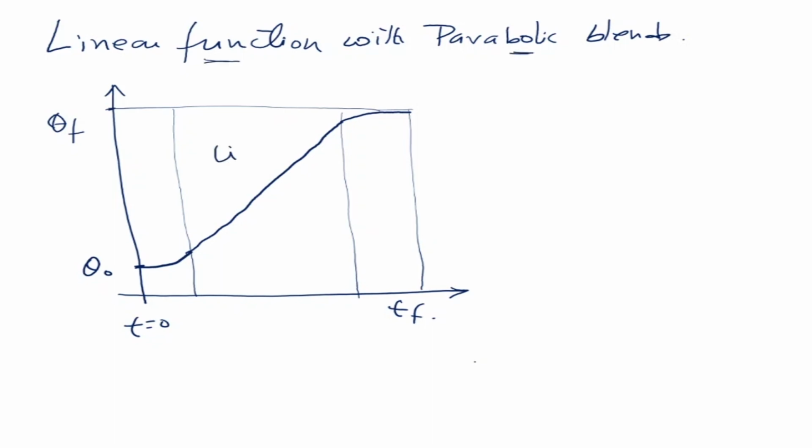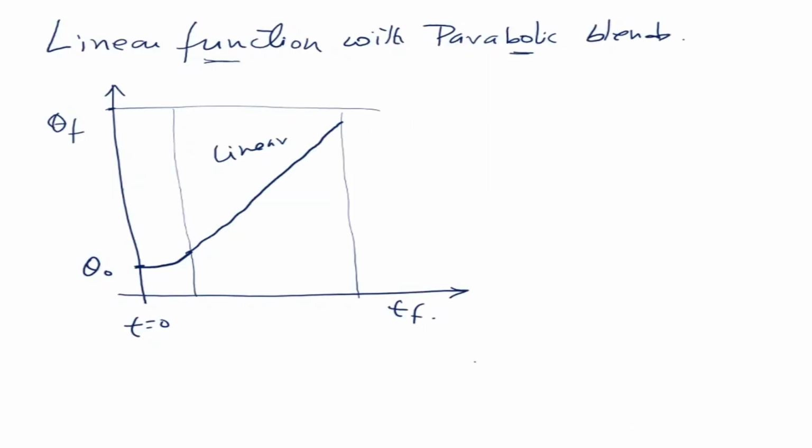This part is linear, meaning constant velocity, and then there is a parabolic blend at the other end, which should be the same. The two parabolic sections are the same. I hope you understand that the parabolic sections are the same. So it is somewhere here.